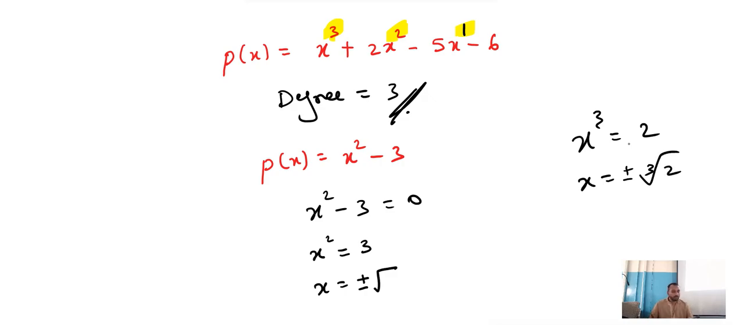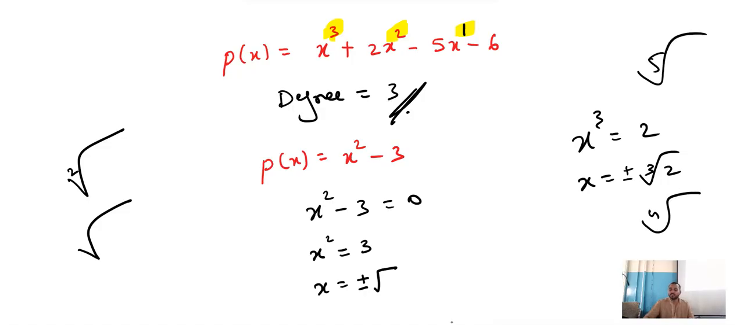Whole square comes this side as plus or minus square root. See, for square root, actually 2 is there. Whether you write it or don't write it, it shows that 2 is here. That is called square root. For 3 we write cube root. For 4 we write fourth root. For 5 we write fifth root. For x we write xth root. For 2 we just write root. Root means that is understandable.